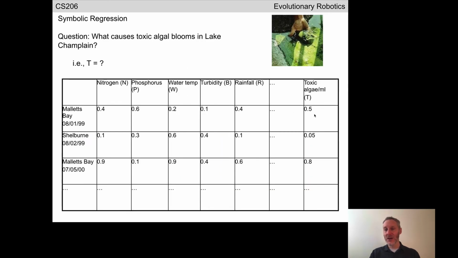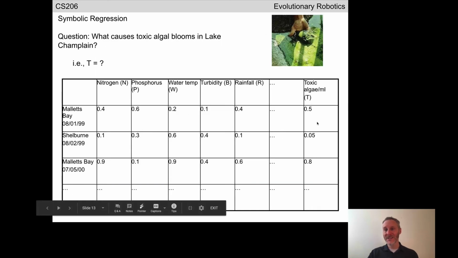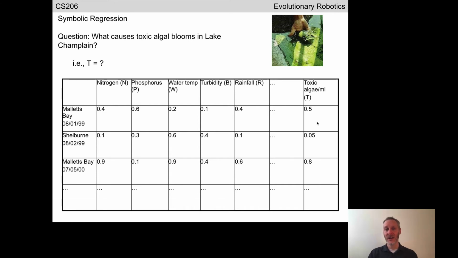This is the thing that we're trying to predict, the amount of toxic algae per milliliter, which we'll just represent as T. We would like to construct a function that uses some or all of these variables if they're useful, and that equation should produce a curve that predicts or matches our observations about toxic algae in the lake. It turns out that T equals N is actually pretty good.